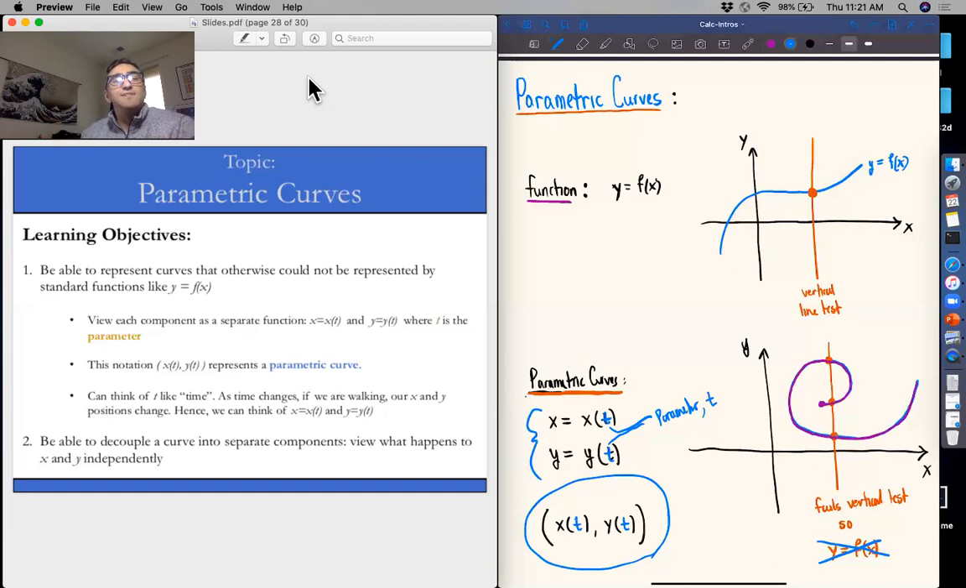So what we're going to do today is go back and forth between how we can represent parametric curves, or how we can plot parametric curves to get stuff like this spiral on the right-hand side, as well as how we can go from that spiral back into these individual equations for both x and y of t.